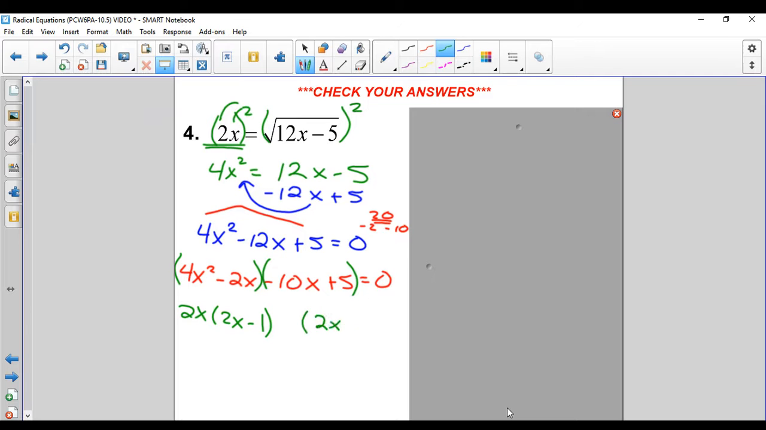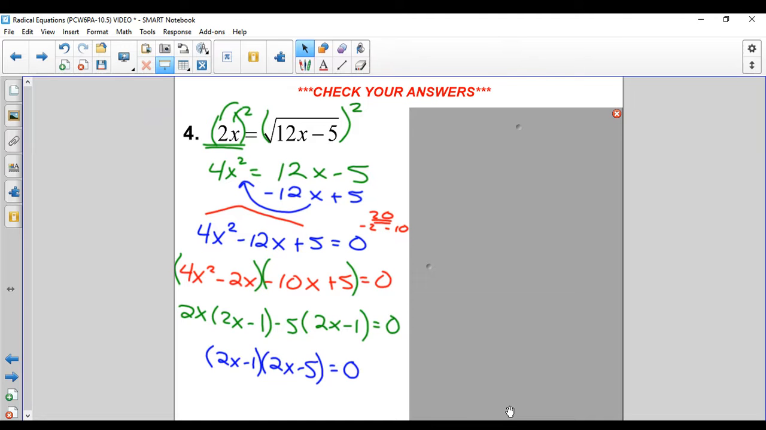We need to be left with the 2x minus 1 again to be left over. In order to make that happen, we need to take out a -5. We get our factored form here, 2x minus 1 times 2x minus 5. Set it equal to 0. Pull out your solutions. We get x equals positive 1/2. Remember, it's opposite sign, right number over the left number, and then positive 5/2.